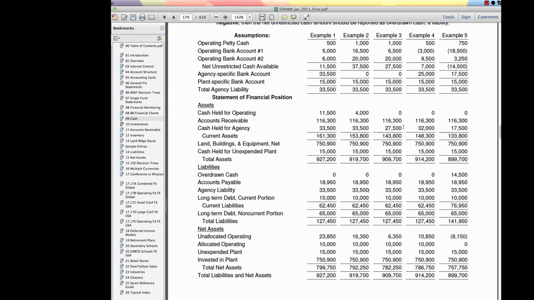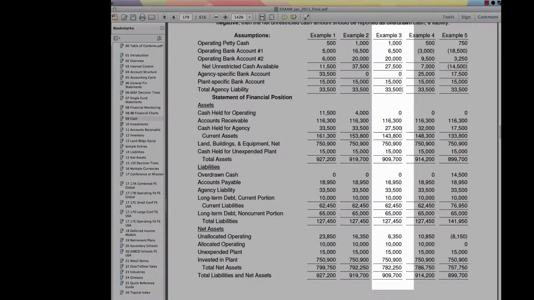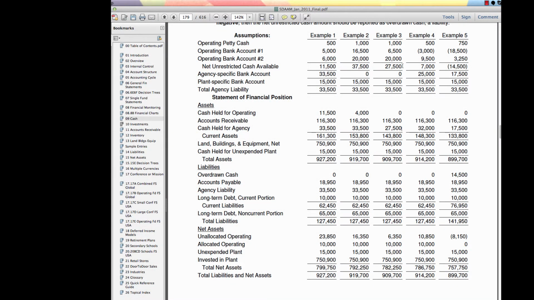Okay? In example 3, we have $27,500 in cash, and our agency liability is $33,500. Okay, so we do not have enough to cover, and so all of the cash that we have is shown in cash held for agency. We have no operating cash.